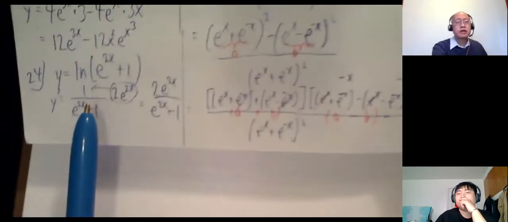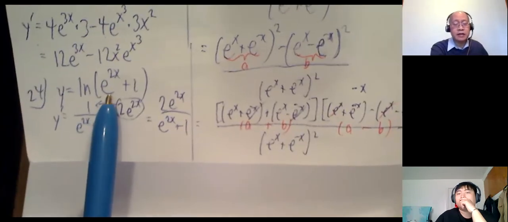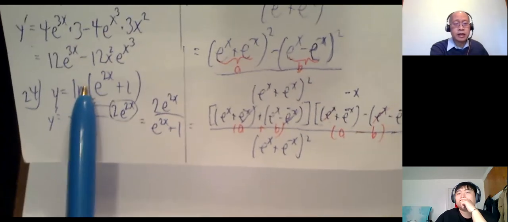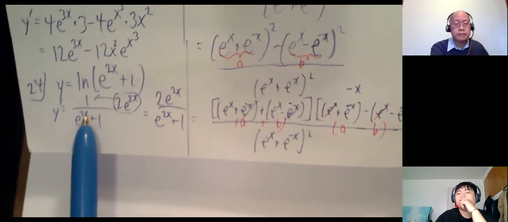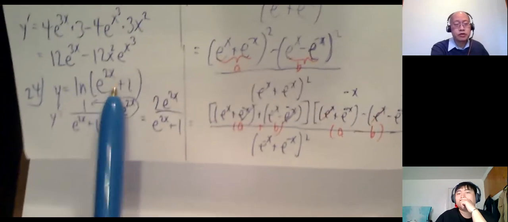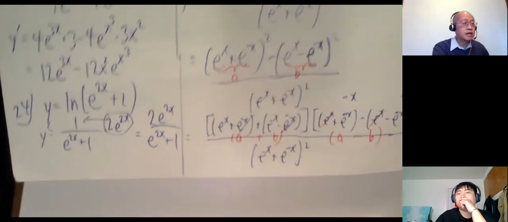A nice thing about this one is it includes an ln and an e. Nice review for the test next Tuesday. So the derivative of ln of something is 1 over that something. There it is. And then times the derivative of that something, which involves an exponential. So you got a review of ln and e here.